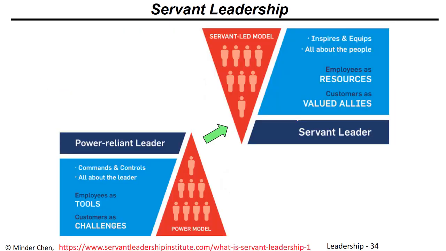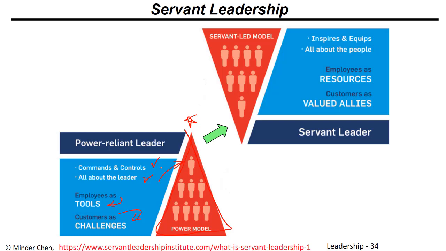And in this diagram, it shows that in traditional organizational structures, we have this kind of hierarchy with command and control in mind. Everything is all about the leader on the top. Employees are just treated as tools. Customers tend to be troublemakers, a challenge.